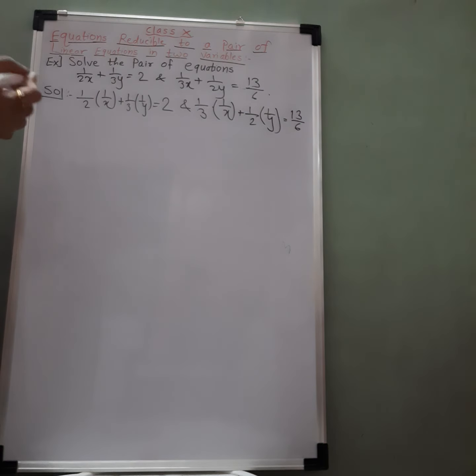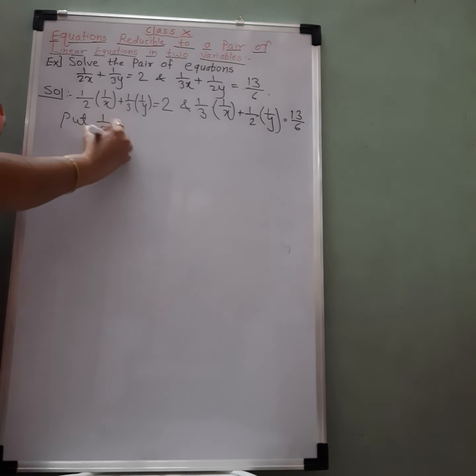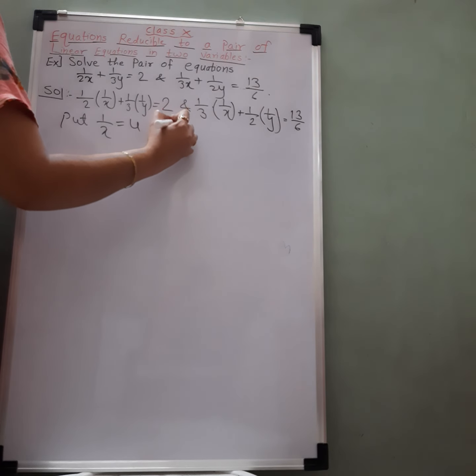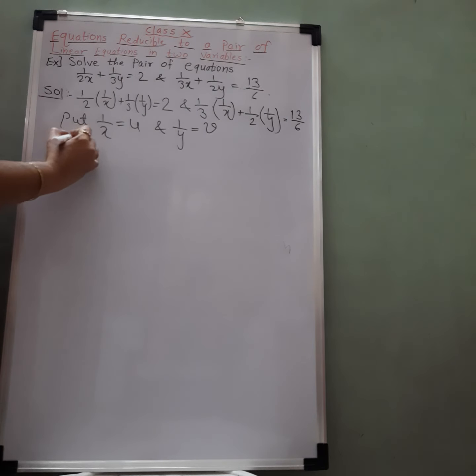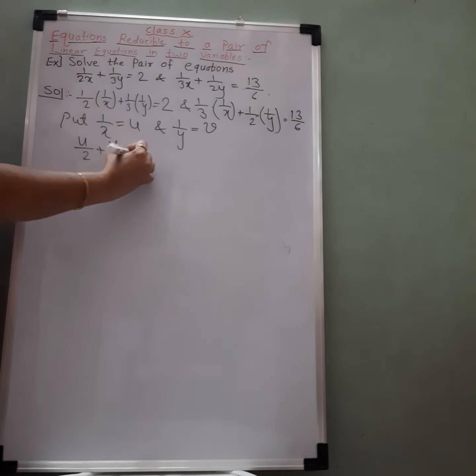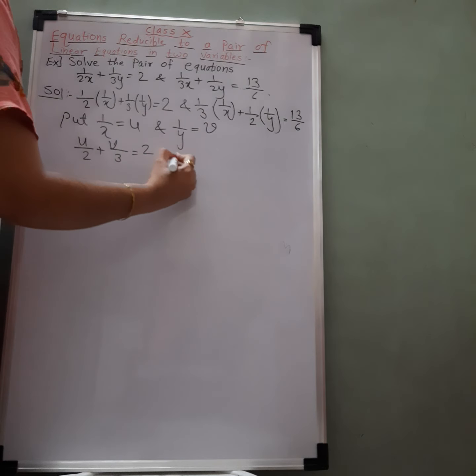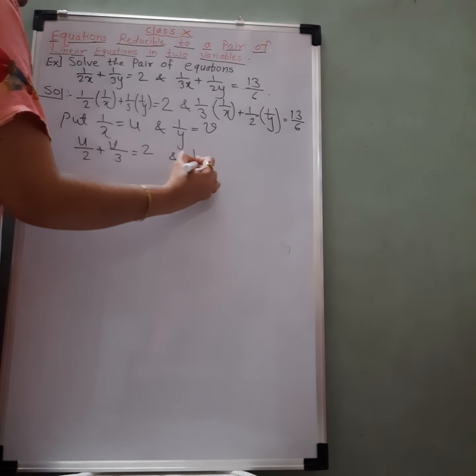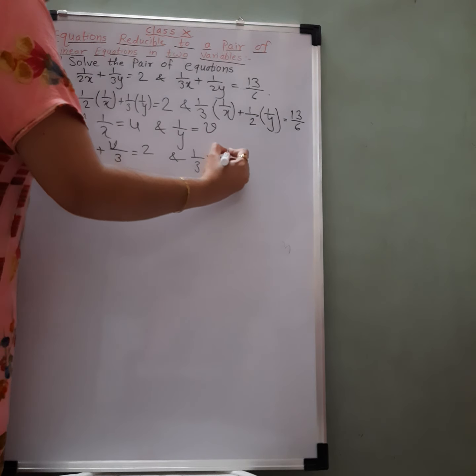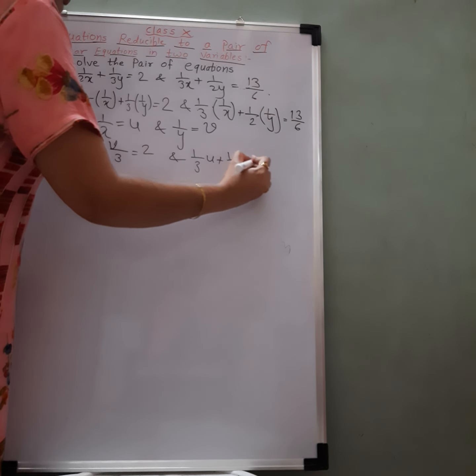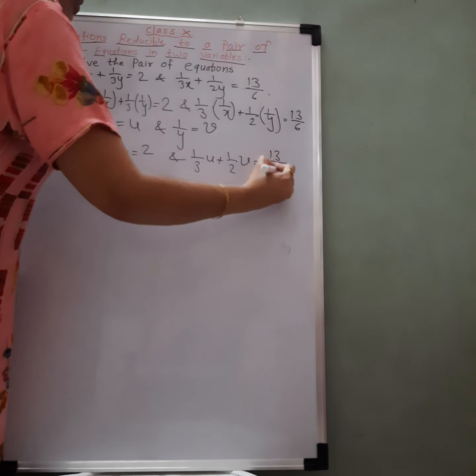Again, to reduce it into the standard form, we put 1 upon x equal to u and 1 upon y is equal to v. So the above equations become u upon 2 plus v upon 3 is equal to 2 and 1 upon 3u plus 1 upon 2v is equal to 13 upon 6.